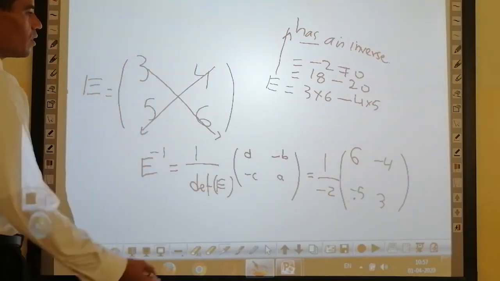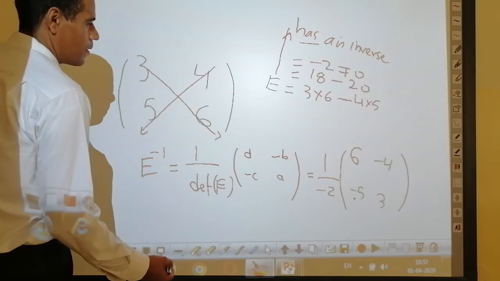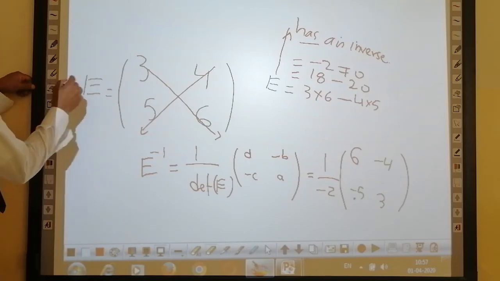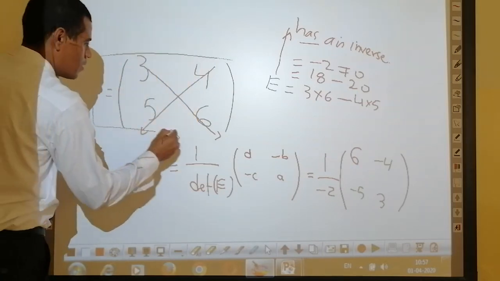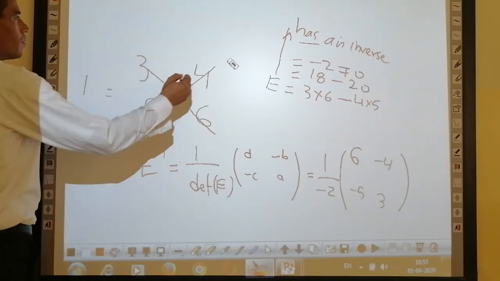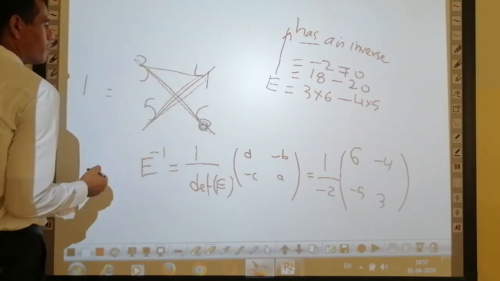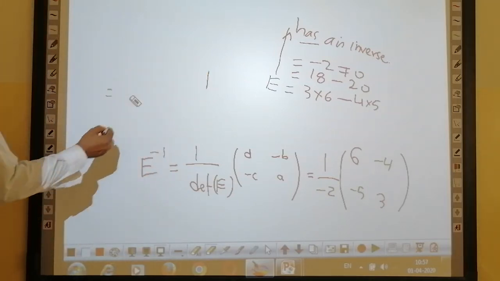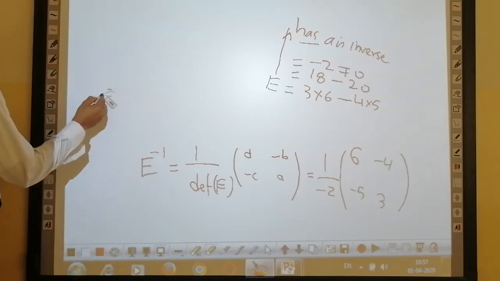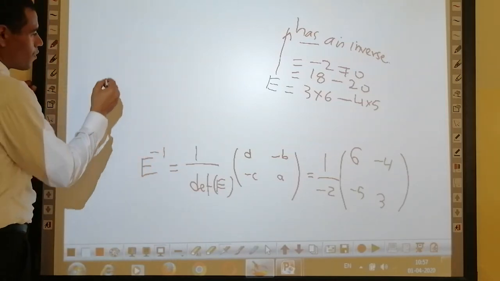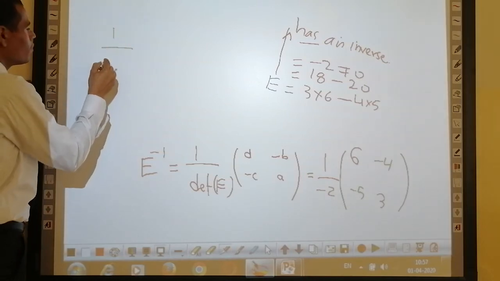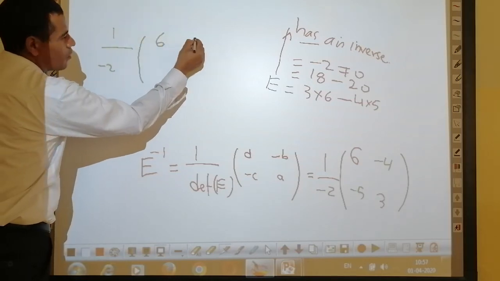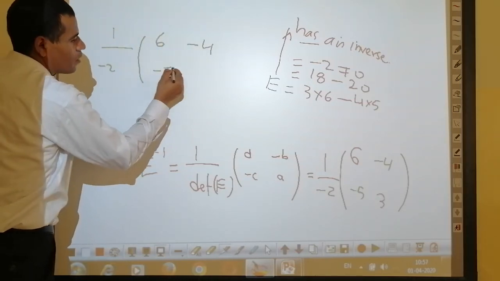Now, my kids, I will just multiply this factor by this matrix. Okay. I will do it here, my kids. I will erase this. Okay. So 1 divided by -2 multiplied by 6, -4, -5, and 3.